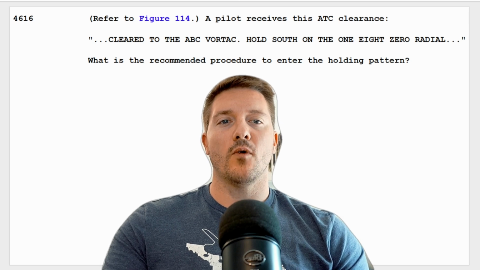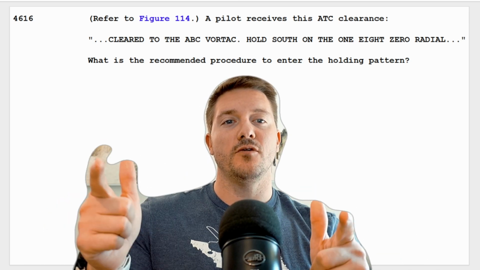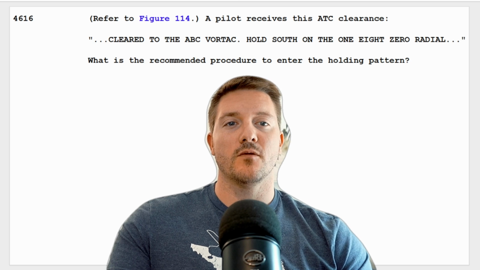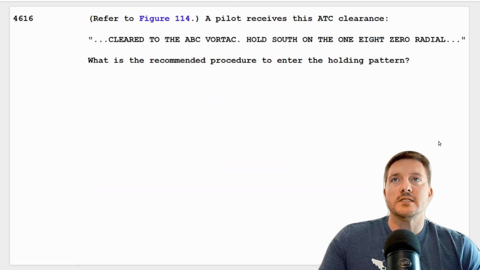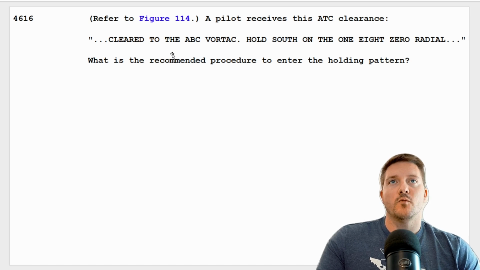Okay, how about one more practice problem to help me and you study for our instrument written exams? So we're looking at problem 4616, and we're going to be using figure 114, and it reads, a pilot receives this ATC clearance. Clear to the ABC VORTAC, hold south on the 180 radial. What is the recommended procedure to enter the holding pattern?